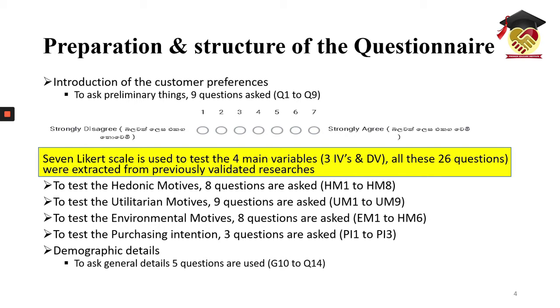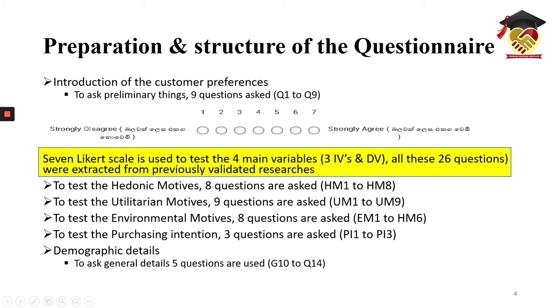Why? Because unlike temperature, unlike the length of a piece of tube or weight, you cannot use the standard scales to measure these. So to measure these kinds of things, you have to use the Likert scale. Sometimes it is 7-point, sometimes it is 5-point. In this case, I have used the 7-point Likert scale to measure these 4 variables or 4 constructs.